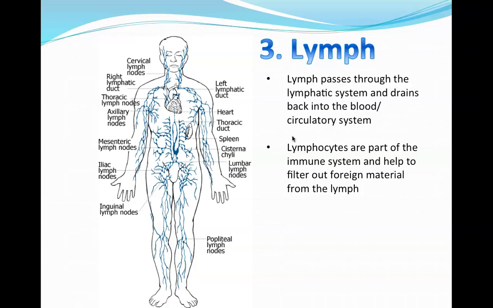If this 10% of plasma that stayed at the cell tissue went into the lymph system and then just disappeared, we'd lose blood volume, which is also dangerous. So lymph passes through the lymphatic system and drains back into the blood or circulatory system. Lymphocytes are part of the immune system and help to filter out foreign material from the lymph, i.e. the white blood cells, remember, leukocytes and lymphocytes, etc.